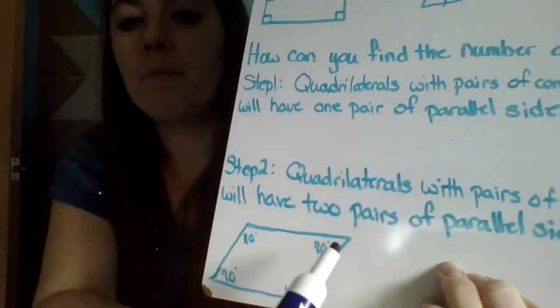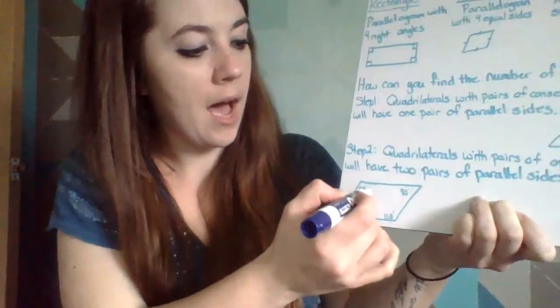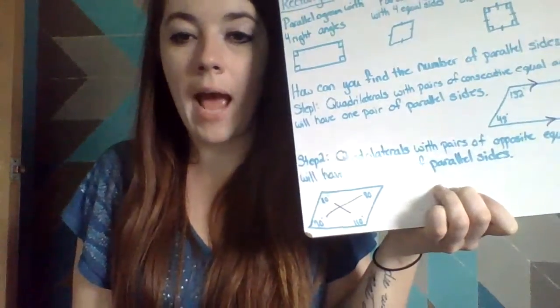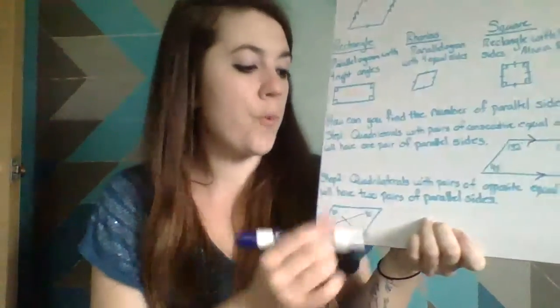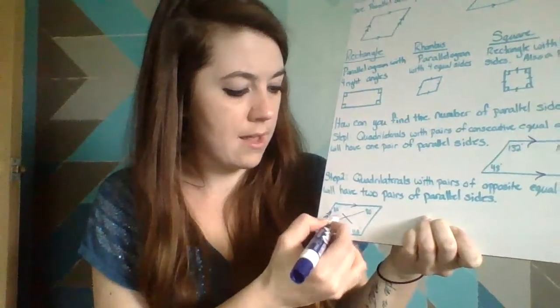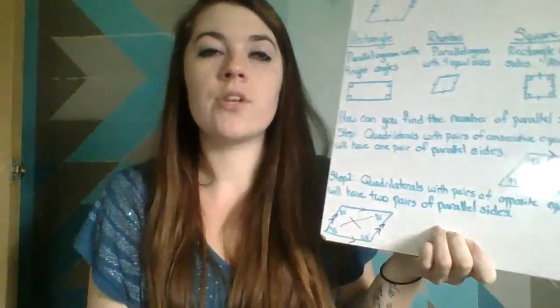So the opposite angles, ooh, this is really hard. Opposite angles are the same. So think about it as an X. If the ones that form that X are the same, then you know you have two pairs of parallel sides, which means it's a parallelogram. So those are a few of the different properties about our quadrilaterals.